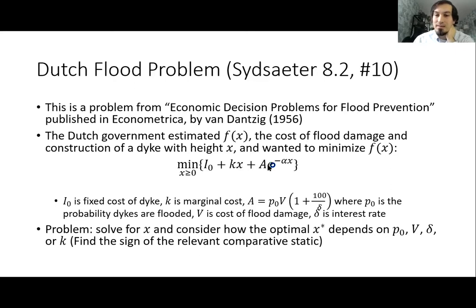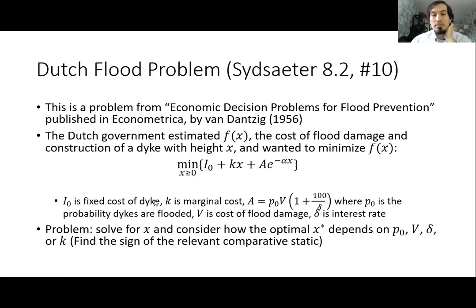And then the third term here is the cost of the flood damage also. As you can see, it has this exponential aspect to it, where X appears as negative alpha X in the exponent. What does that mean? That means the larger X gets, the smaller this damage gets in probability and everything.